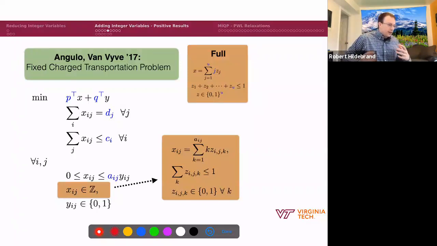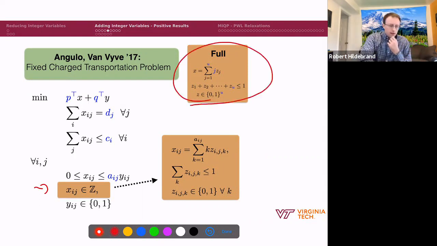Our encouragement to look at this was a paper by Angela and Van Vee. They had solved this transportation problem where they had these xi variables that are integer, and they're supposed to model the amount of products being moved from a facility to a customer. What they found was that if you use this full reformulation on all of your variables, and you just transform them like this, your integer programming solvers, Cplex, Gbby, tend to run much faster.